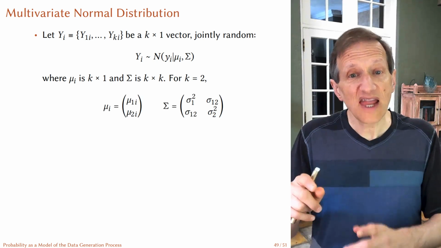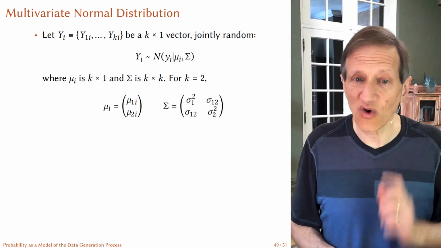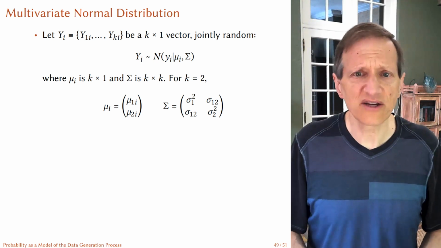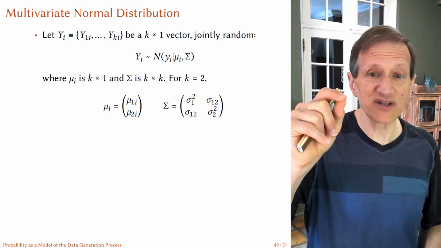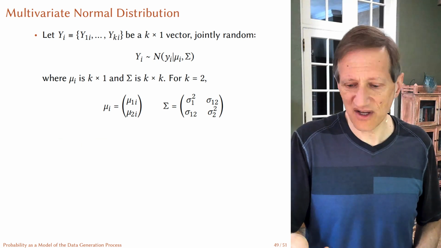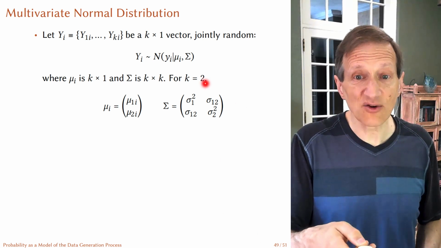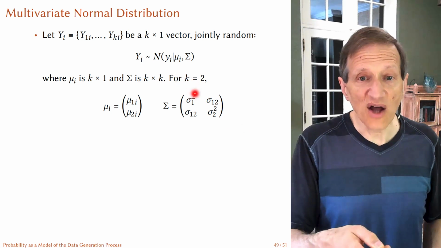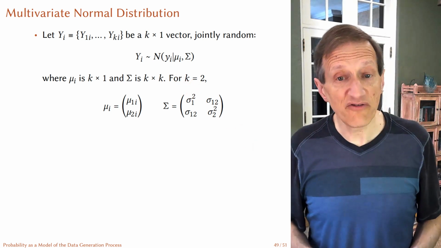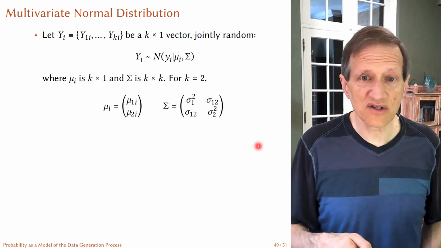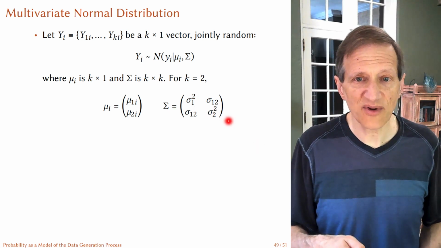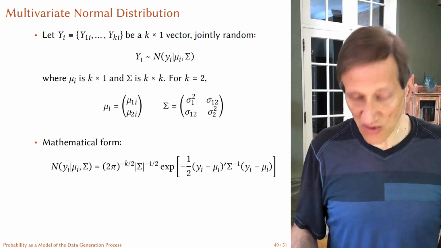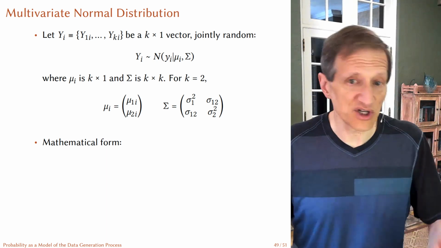So for k equal 2, there's two mu's, right? Mu1 and mu2. And for sigma, there's a 2 by 2 matrix. Let's make this clear to everybody. When we say diagonal of a matrix, it's top left down to bottom right. That's the diagonal. On the diagonal are the variances. So this is the variance of the first variable. That's the variance of the second variable. And off the diagonal are the covariances. And the covariances are equal to each other because it's symmetric.